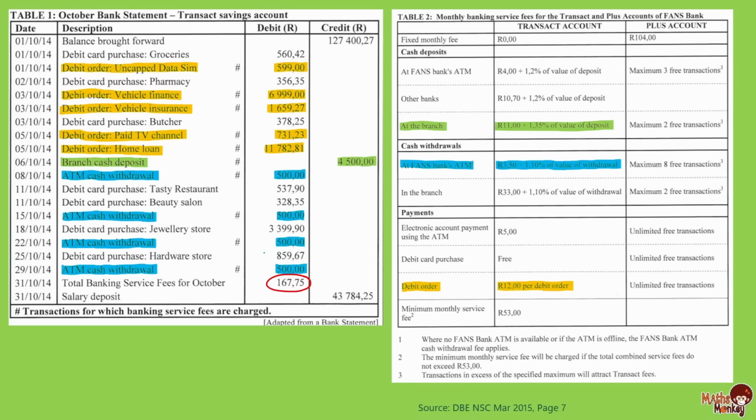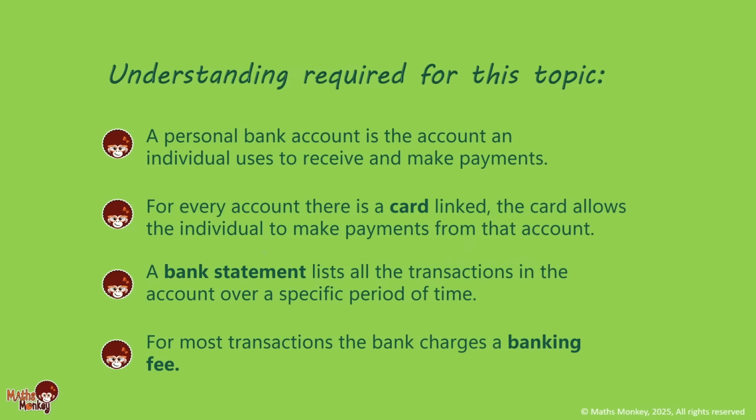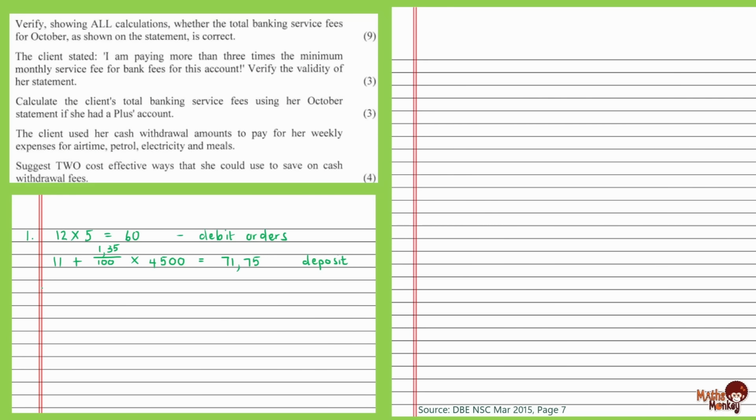Now for the ATM cash withdrawals, we have 4 cash withdrawals of 500 Rand each, and each of them is going to be charged at 3 Rand 50 plus 1.10% of the value of the withdrawal. So let's do this calculation now. I've got 3 Rand 50, and I go plus 1.10 over 100 multiplied by 500.